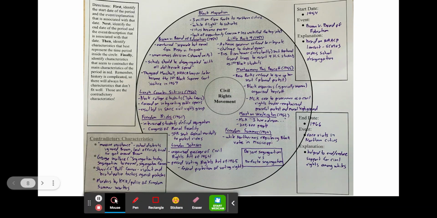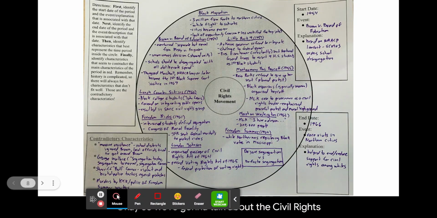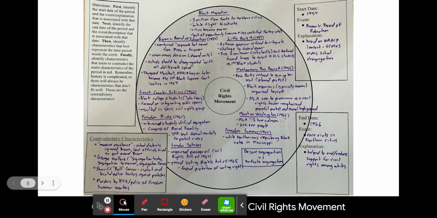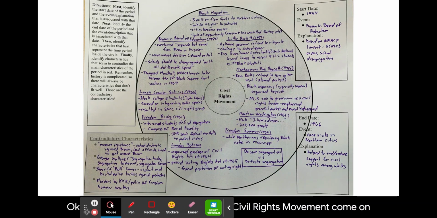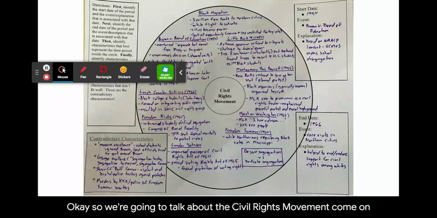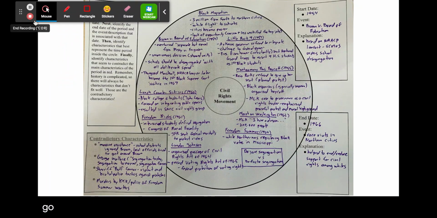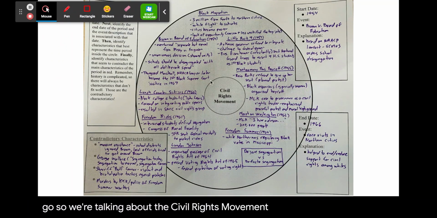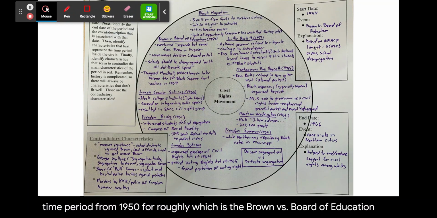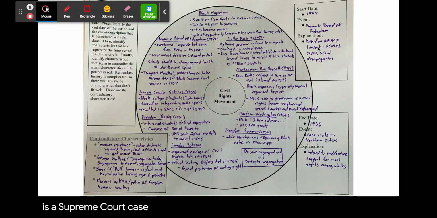Okay, so we're going to talk about the civil rights movement, and we're talking about the time period from roughly 1954, which is Brown versus Board of Education. This is a Supreme Court case. It was based on a lawsuit from the NAACP, where the Supreme Court ordered school desegregation.